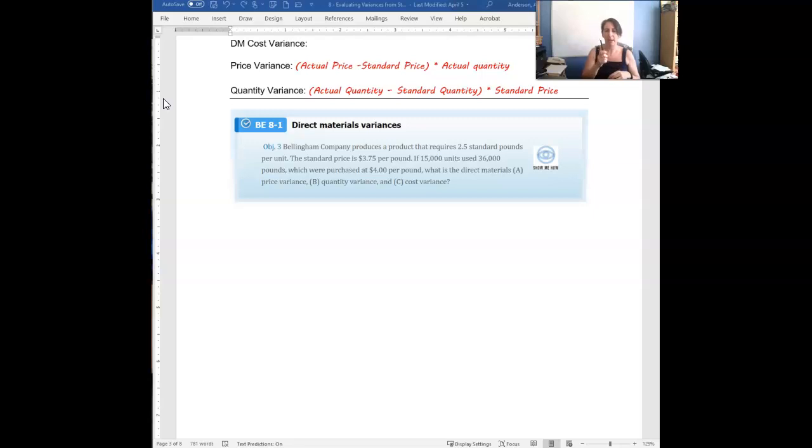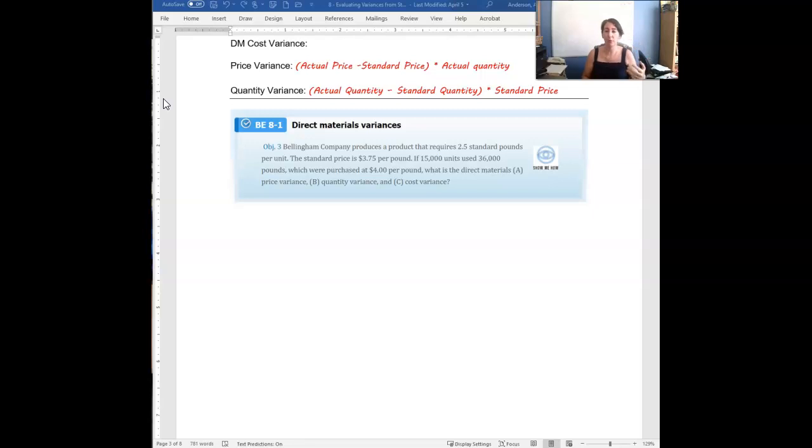But it's going to be, for quantity variance, actual quantity minus standard quantity times standard price. Okay, so they're in your book, but they're kind of spread out in a couple of different places, so I put them all together more easily in these notes. All right, so let's give you an example of how these work.